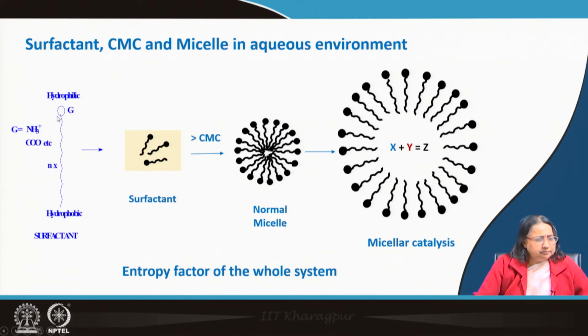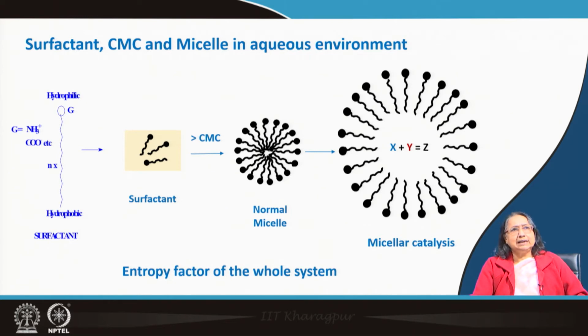So this is the structure. If we represent it like this, this is the head and this is the tail. If you put surfactant molecules in water in a small concentration, they act as an electrolyte and start forming a layer at the interface of water and air.